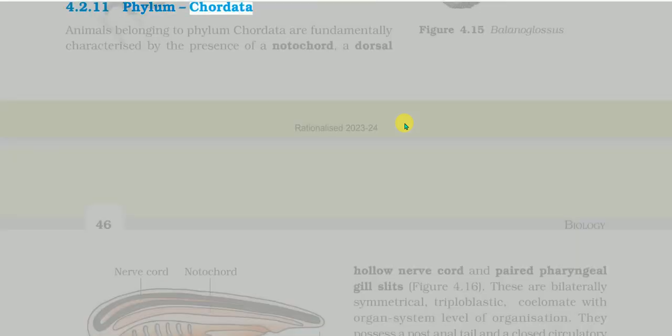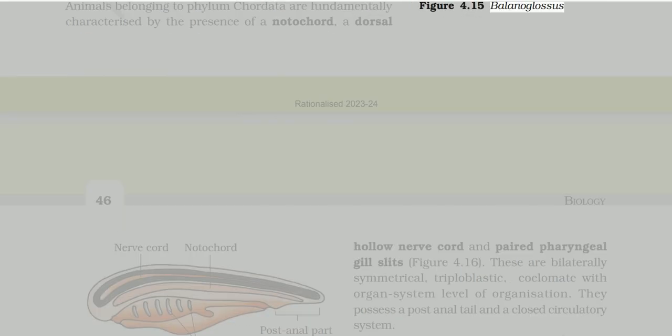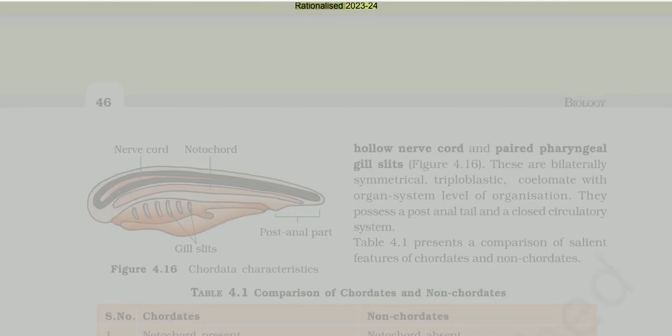4.2.11 Phylum Chordata. Animals belonging to phylum Chordata are fundamentally characterized by the presence of a notochord, a dorsal hollow nerve cord and paired pharyngeal gill slits, figure 4.16. Figure 4.14 Examples of Echinodermata: A. Asterias, B. Ophiura. Balanoglossus: proboscis, collar, trunk. Rationalized 2023-24. 46 Biology.